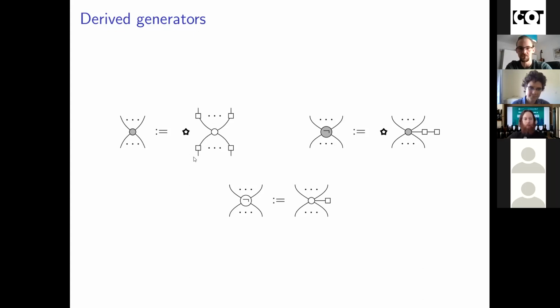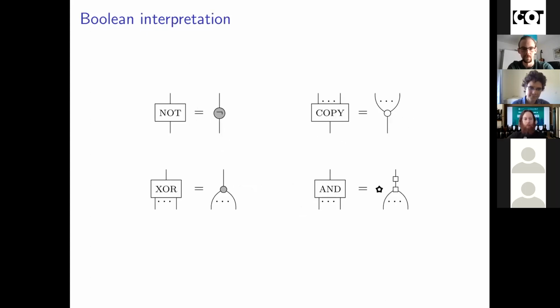First we make some derived generators. We can represent the X spider by just taking the Z spider and composing with Hadamards everywhere. We have this negation, this not, which can be done by applying this additional thing to it. And we have this sort of Z gate, a pi phase. And yeah, we can make this Boolean interpretation of maps inside this calculus. So we have the not gate, copy, XOR, and AND. Now we have this extra Hadamard here on this side and that side.